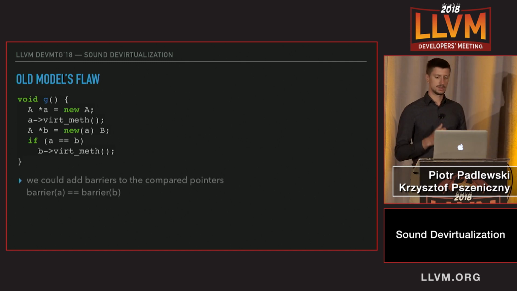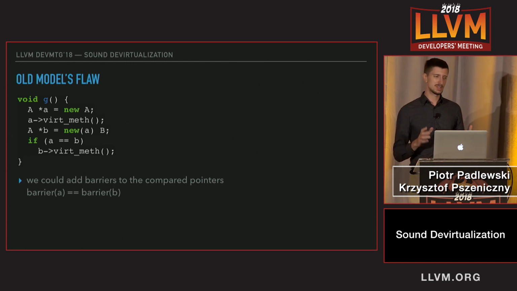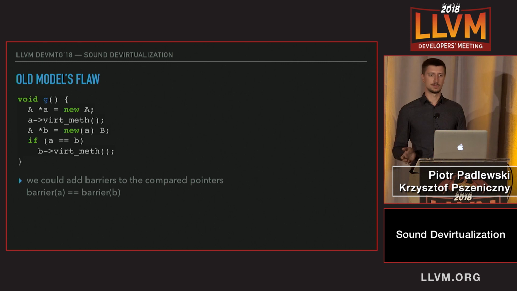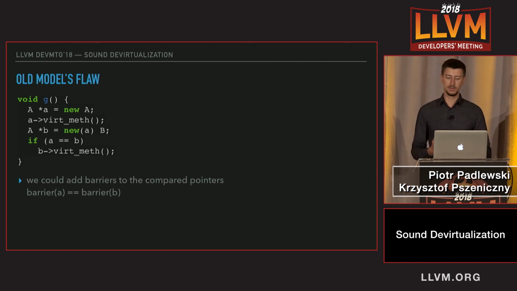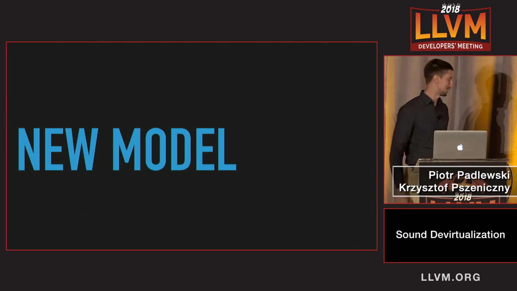One of the solutions we were thinking about is, okay, maybe we could add barriers to comparison and stuff, but we knew that this is somehow flaky, and it's either going to stop the optimizer from doing some optimization that you want to do, or it won't work. Okay, and Chris is going to talk about a new model.